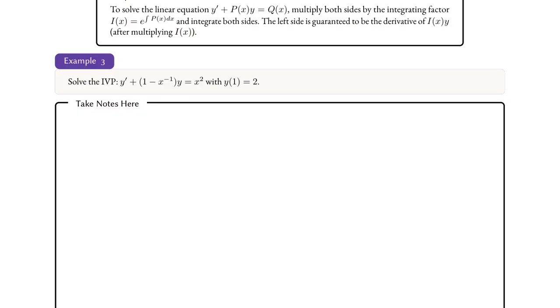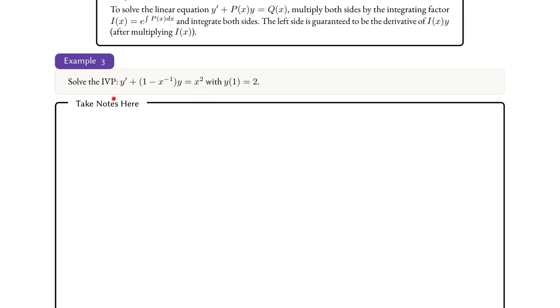To solve the linear equation of the form y' + p(x)y = q(x), we always multiply both sides by the integrating factor e to the integral of p(x) dx and integrate both sides. The left side is guaranteed to be the derivative of I(x) times y. Solving the initial value problem.